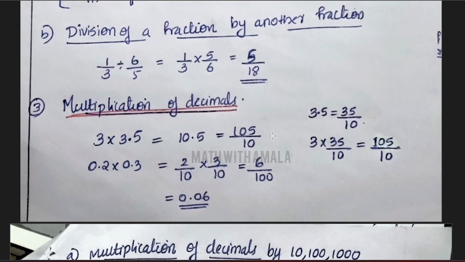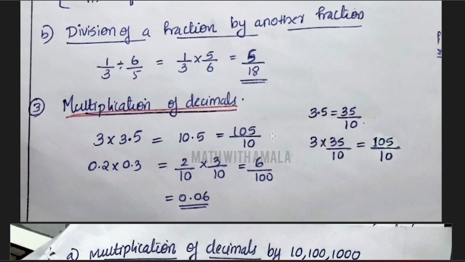1 by 3 into 5 by 6, the reciprocal of 6 by 5. That is 5 by 18. Now the multiplication of decimals. Let's take 3 into 3.5. That is actually 10.5. We can write it like 105 divided by 10.